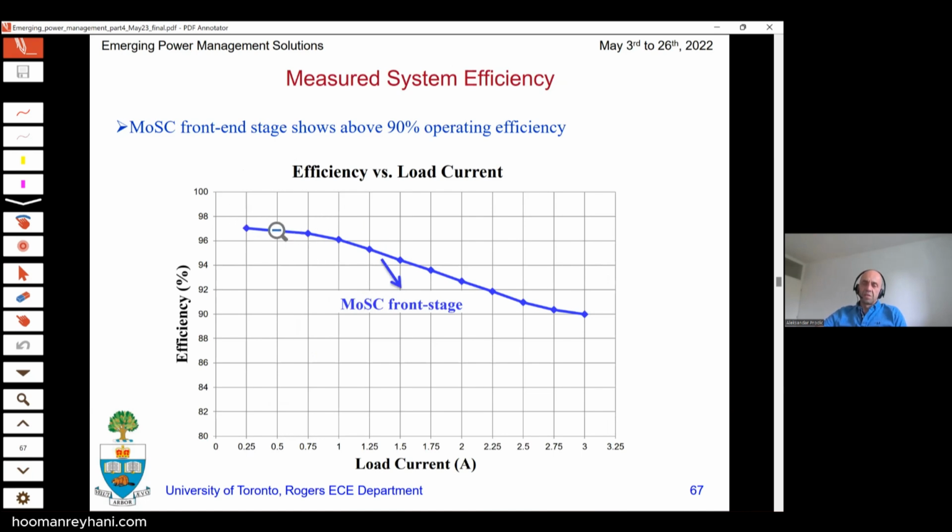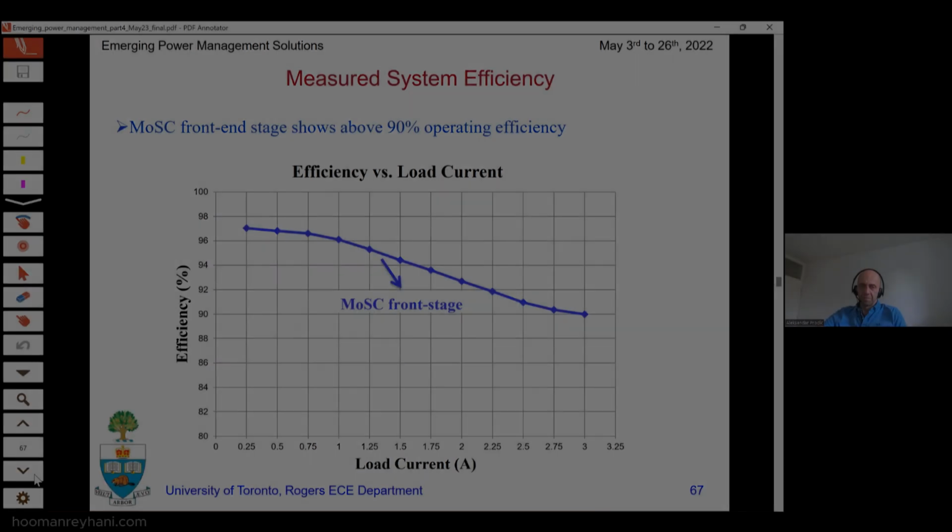And this diagram shows just the efficiency of the front end stage of that switch capacitor converter. At light loads it is really high, and then as the current increases, the efficiency drops, and that's something that is expected for switch cap circuits, because as the load increases, we have both an increase in the conduction and switching losses, and bigger ripple across the capacitors in switch cap circuits.